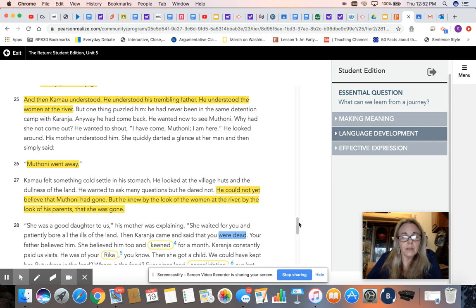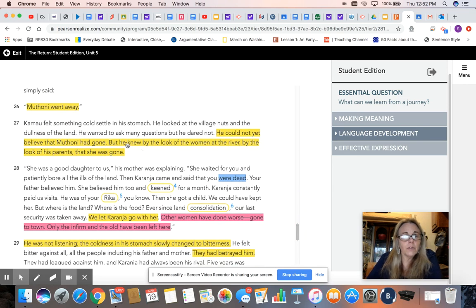And the family, of course, feels terrible about this. And when Camus finds this out, it says he has a cold settle in his stomach. There's a dullness now to the land. All of the land that he described that sounded so pretty in the beginning now is not pretty at all. And he's feeling really bad. He starts to understand why the women at the river were acting so weird too, because they knew the secret. Remember, they mentioned a secret that was foreshadowing. This is the big secret.